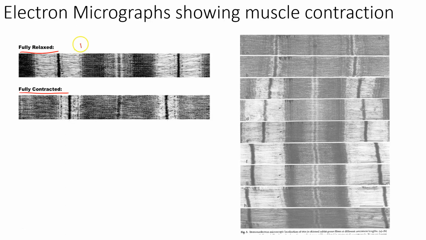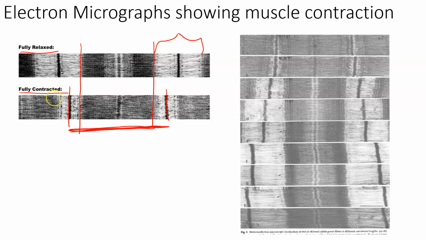The first conclusion I want you to draw is that when you look at the dark band, it is always the exact same width, regardless of whether the muscle is contracted or not. The dark band is the same width always. The difference between a fully relaxed muscle and a fully contracted muscle is how wide the light band is and how close the Z lines are.